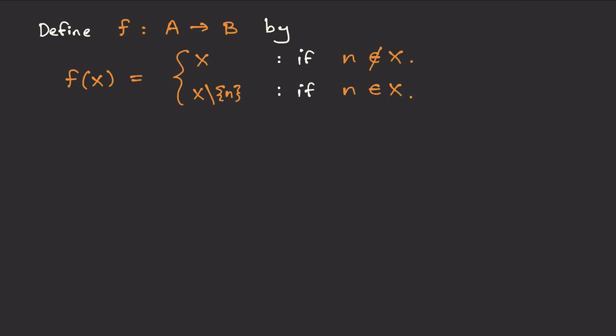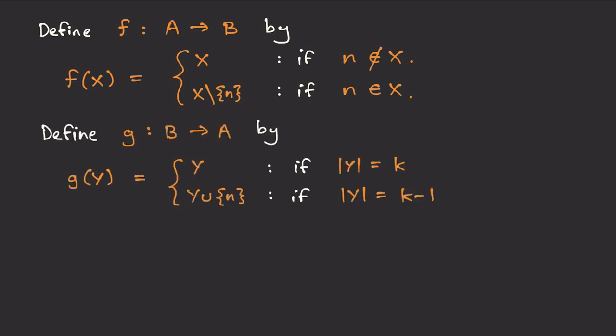A moment's thought will tell you that to get from y back to x, the answer is to do nothing if y has size k, and to add the element n back if y has size k minus 1, because the only way I could have obtained a k minus 1 element set by applying my function is if the original set x contained n, which was removed.